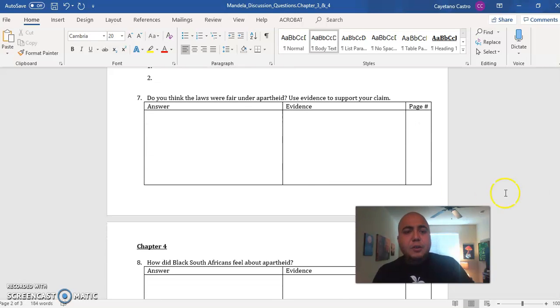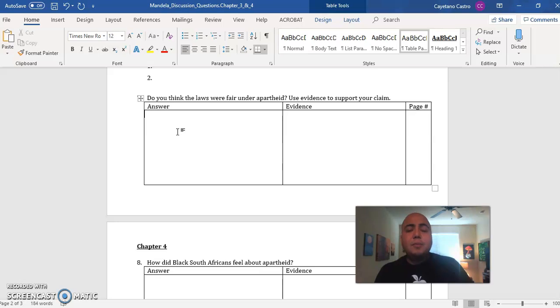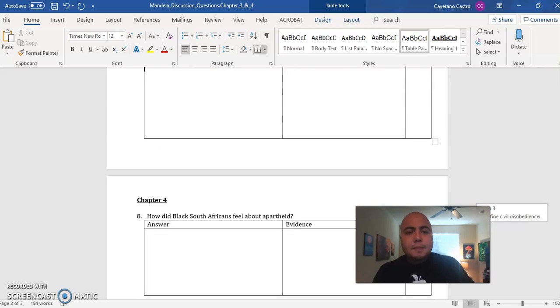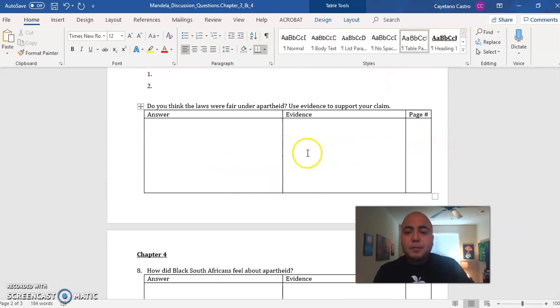Question 7, do you think the laws were fair under apartheid? Use evidence, this is a key word, to support your claim. So you're going to write, for example, yes or no and explain why, and then use evidence that you found in the book about why this was fair or not, and on what page number. Again, if you're missing one of those 3, the question will be wrong. So if I don't have the page number, but you have the other parts and they're correct, then the whole thing will be wrong. So again, you need to fill in the 3 boxes.